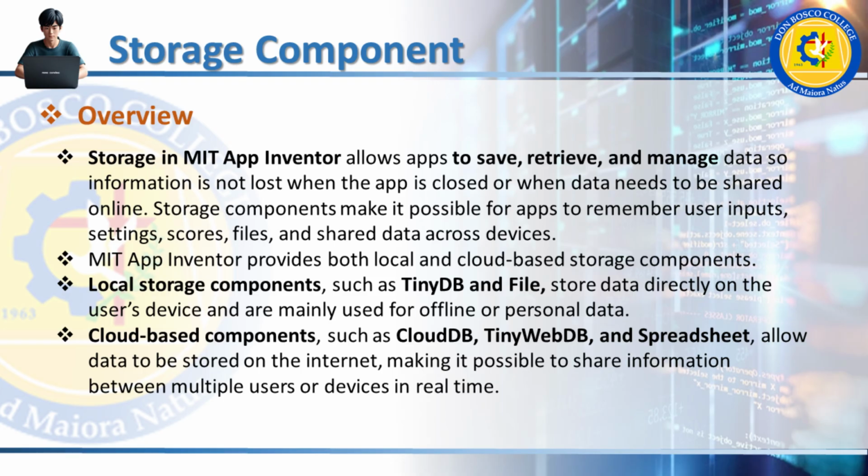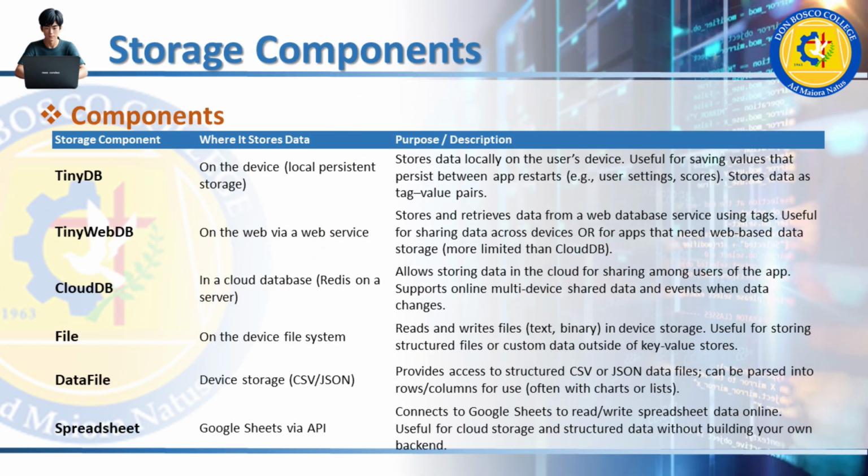Local storage components, such as TinyDB and File, store data directly on the user's device and are mainly used for offline or personal data. Cloud-based components, such as CloudDB, TinyWebDB, and Spreadsheet, allow data to be stored on the internet, making it possible to share information between multiple users or devices in real time. Let us identify the different components of storage in MIT App Inventor.